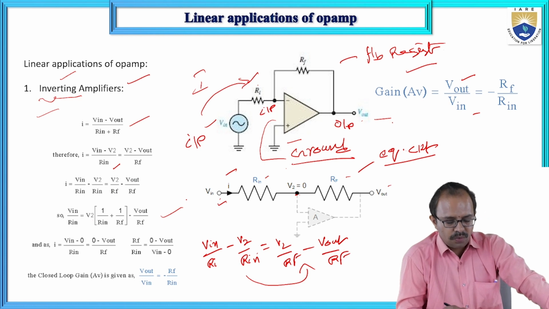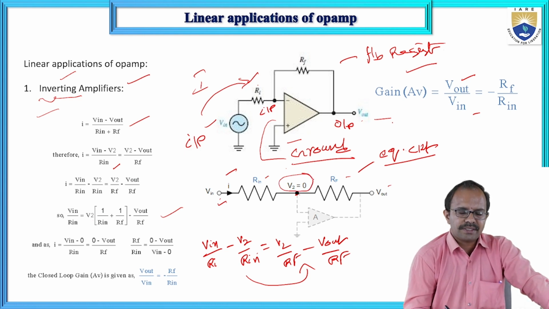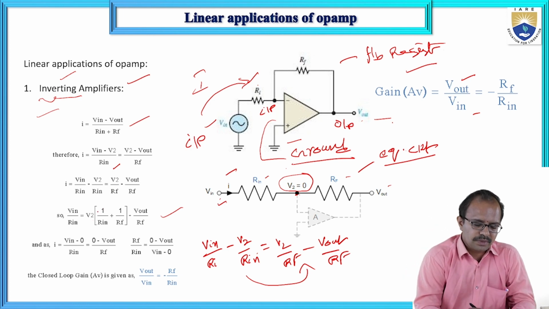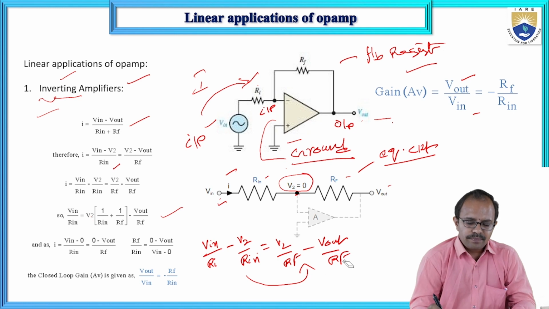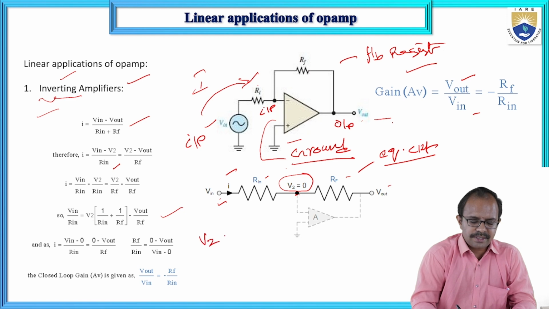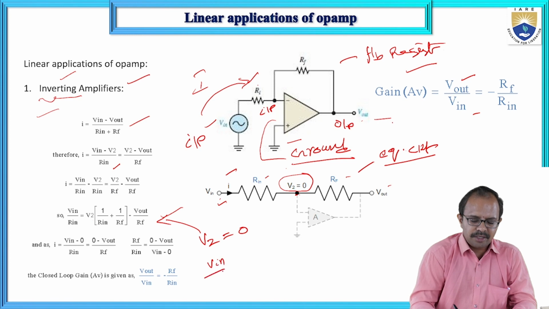Okay. And now what is the value of V2? The value of V2 is 0. V2 is nothing but the virtual ground. So if you substitute the value of V2, that is 0 here, what we will get now? If you substitute V2 as 0 in this equation, we will get V in by R in is equal to V out by RF.